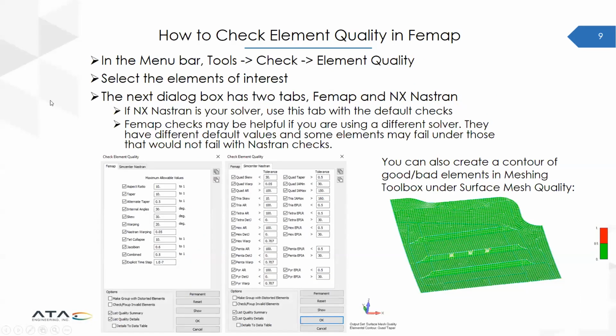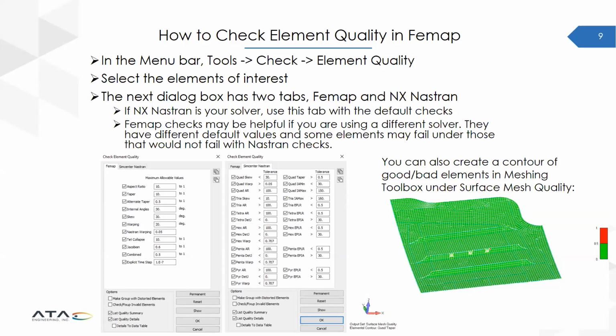So one way to check your element quality in Femap is to simply go to Tools, Check, Element Quality, and then select all the elements that you want to evaluate. There are two tabs in this dialog box, the Femap tab and the Nastran tab. If you're solving your model in Nastran, you most probably want to use the Nastran tab, but they're both helpful. You can also change these values. These are the default values, but if you have your own specific company or project requirement levels, you can edit those values as you need to.